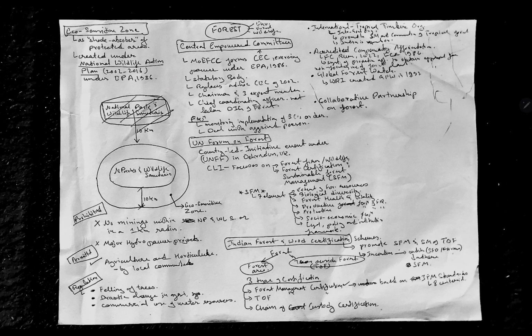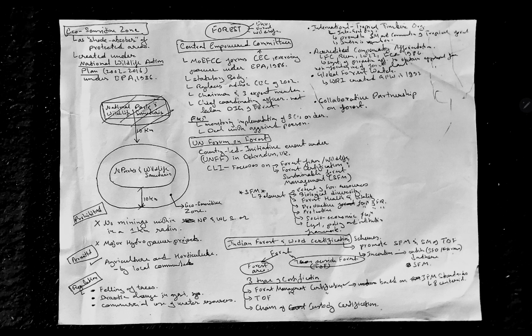Now let's see what this eco-sensitive zone is. An eco-sensitive zone is an area which falls within 10 kilometers of the boundary of a national park or wildlife sanctuary. In this eco-sensitive zone, no mining is allowed within the national park and also within 1 kilometer of the radius, and no major hydropower project is allowed.